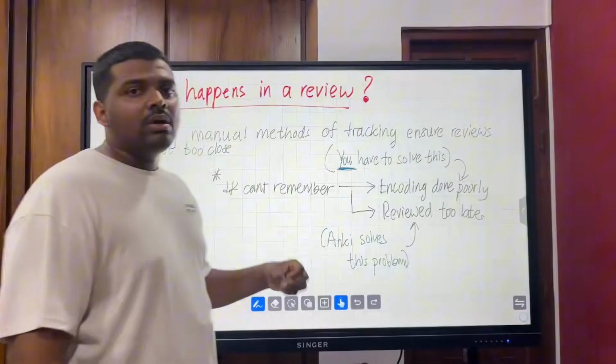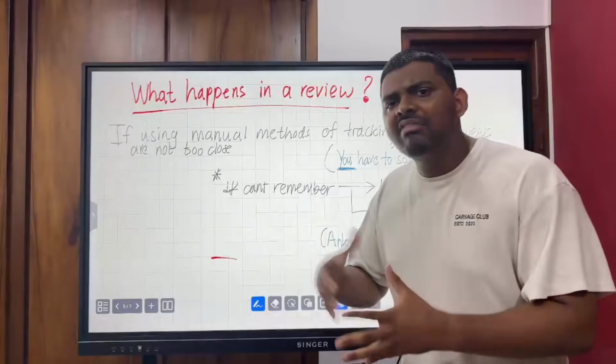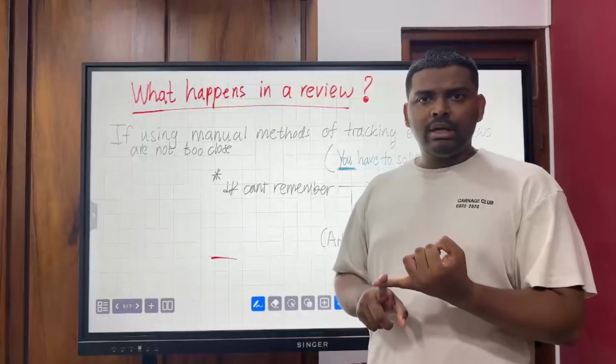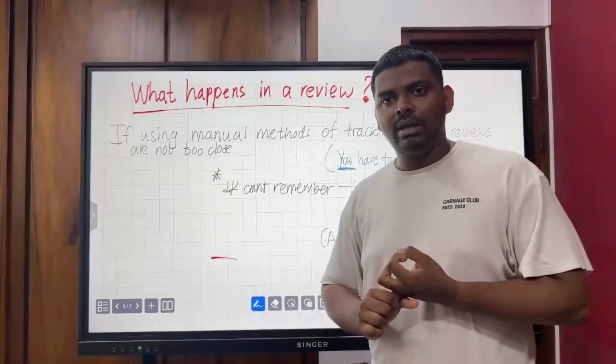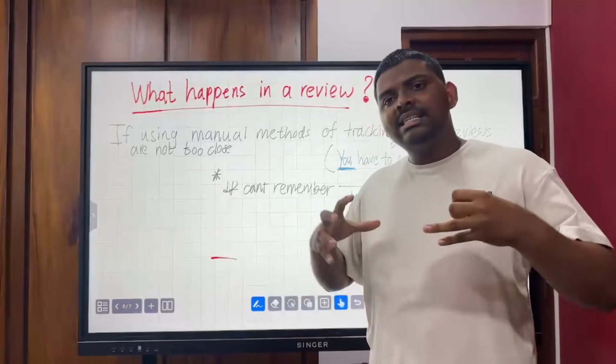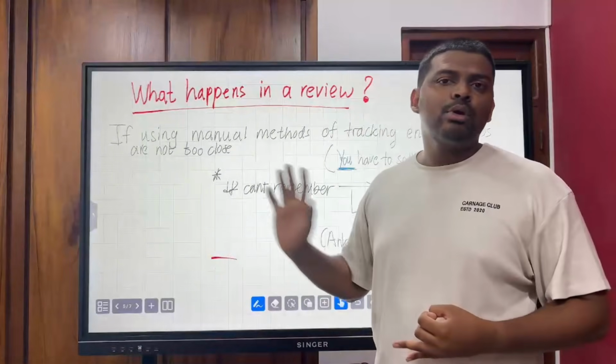Okay? So now, next I'm going to explain what happens after this. So you encoded properly. Then your spaced repetition you also did properly. Then what? Then how does this translate to actual exam results? That is the one that I'm going to talk about next.